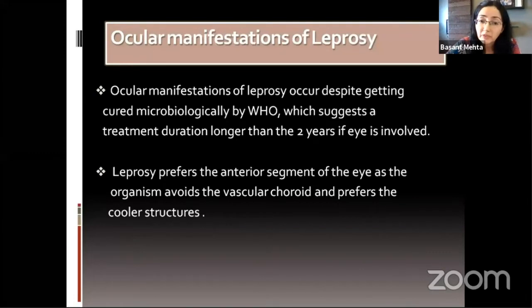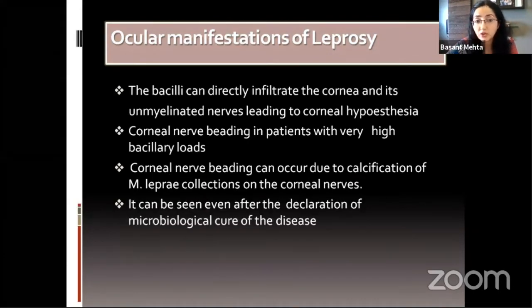antigen. Ocular manifestations of leprosy can occur despite getting cured microbiologically, which suggests a treatment duration longer than 2 years if the eye is involved. And leprosy prefers the anterior segment of the eye as the organism avoids the vascular choroid and prefers the cooler anterior segment structures. The bacilli can also directly infiltrate the cornea and the unmyelinated nerve fibers, leading to corneal hypoesthesia.